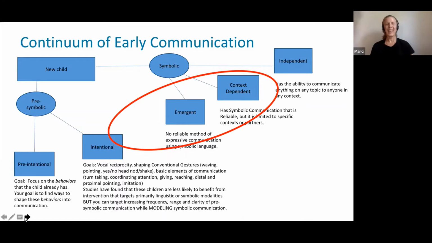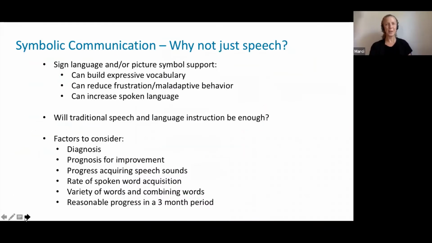There it is. So really, for the rest of this talk, we're focused on this section of communicators. A little bit of that modeling with the intentional pre-symbolic communicators, but then really, how are we building symbolic communication with the emergent or context-dependent communicators? Okay, so that's enough of the lingo.